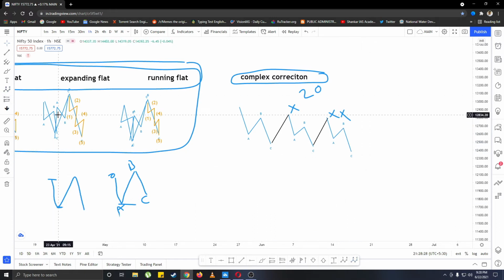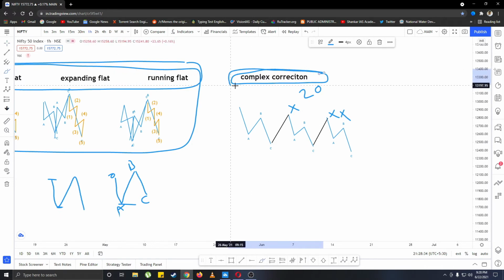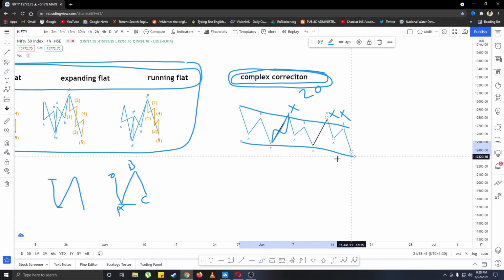Or it can be a flat correction, it can be a running flat correction. So it is a complex correction, and hence the name complex correction. And it is joined by wave X. Now wave X can itself be a complex correction in itself. That is why the complex correction is very difficult to identify.